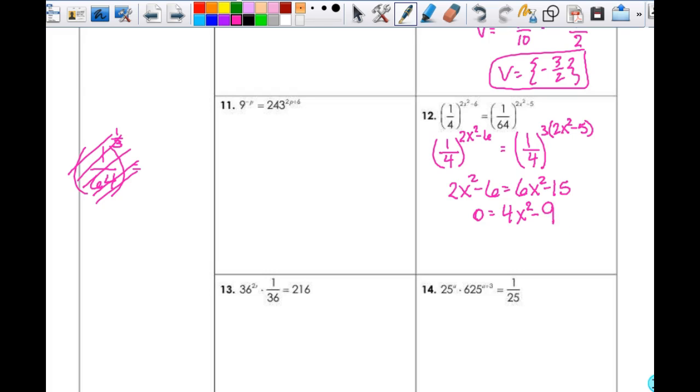Can I factor this? Yes. What is this? Yes. Good. It's a difference of squares. So 2x plus 3, 2x minus 3. So x equals, and this one would have to be in set notation because you have more than one. It would be plus or minus what? 3 halves.